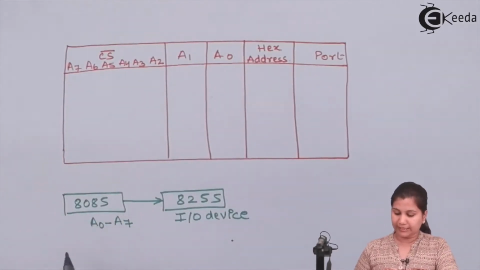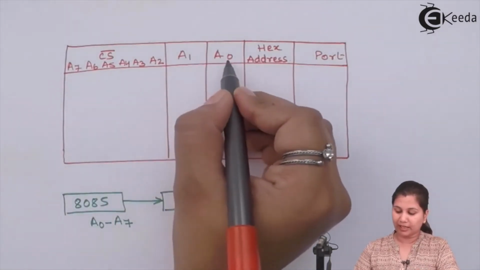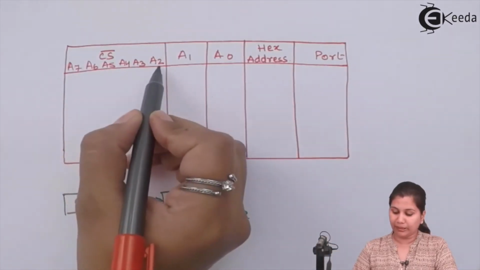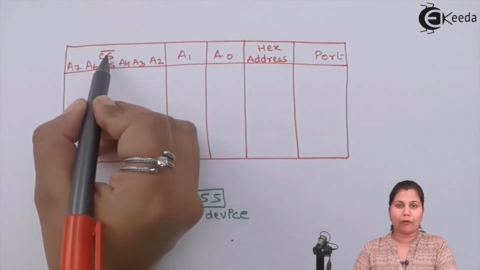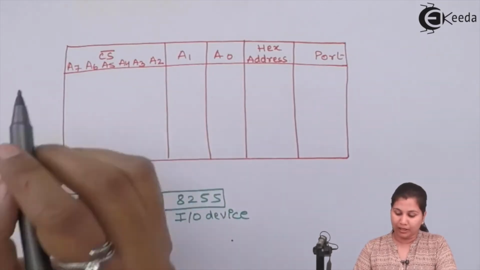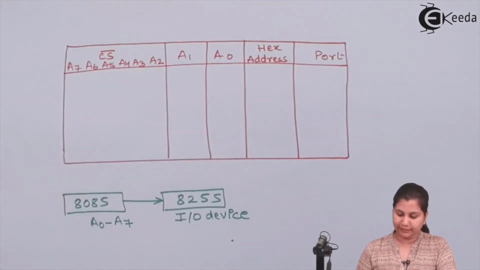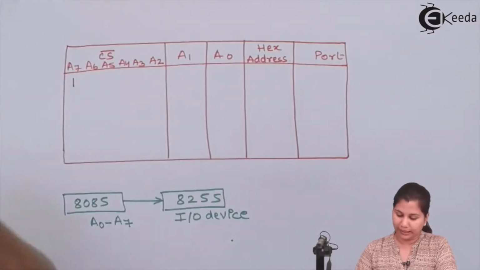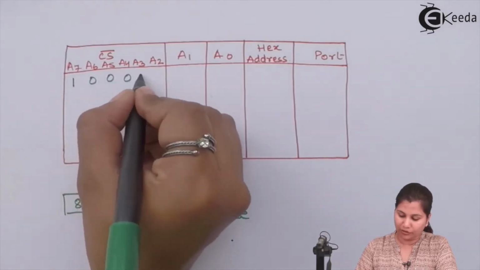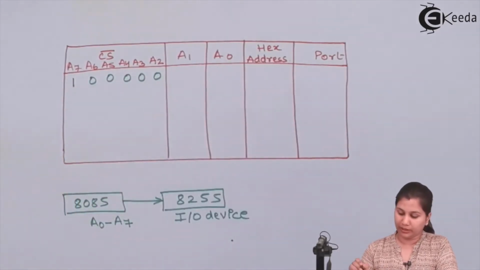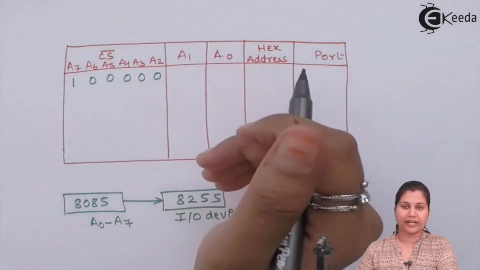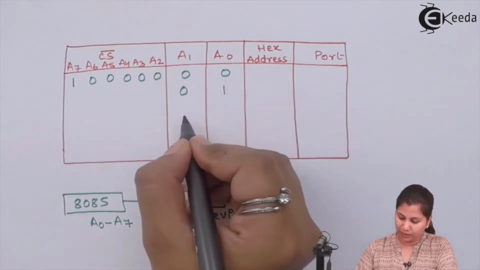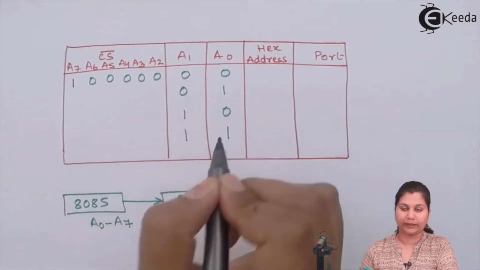Now, out of these 8 address lines, 2 address lines are used to select the ports and the control register, and the remaining lines are used to form the chip select signal. Out of these lines, A7 is always put at logic 1, and all the others are put at logic 0. Now the A1 and A0 values are changing. They can take the values 0 0, 0 1, 1 0 and 1 1.